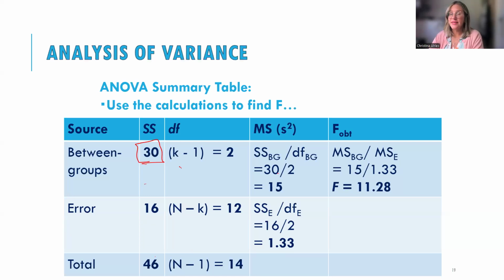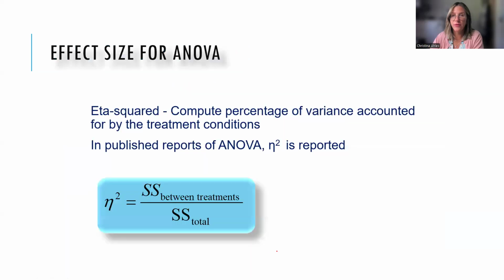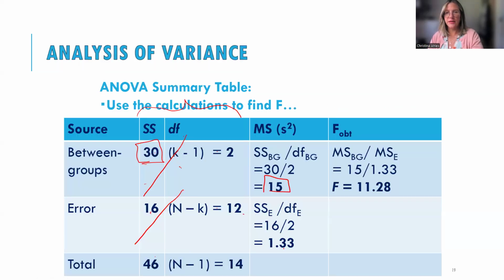The nice part about this table is once you have these 2 columns filled in, everything is simple. So I always think of it this way. Put a division symbol here: 30 divided by 2 equals 15, and that's our mean square for between groups. Again, a division symbol here: 16 divided by 12 is 1.33. Oops, sorry. It is 1.33. So that's our mean square for error.